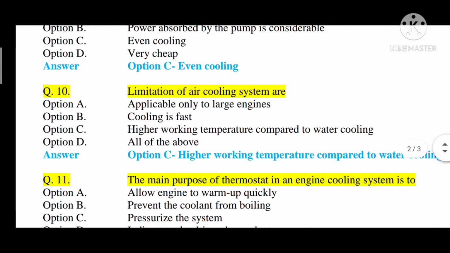Question number 10, limitations of air cooling system are option A applicable only to large engines. Option B, cooling is fast. Option C, higher working temperature compared to water cooling. Option D, all of the above. So correct answer is option C, that is higher working temperature compared to water cooling.